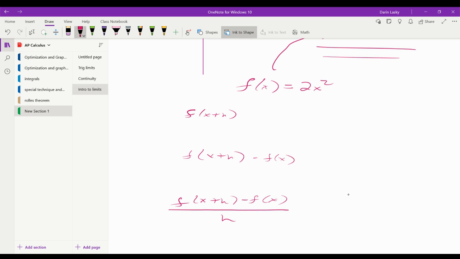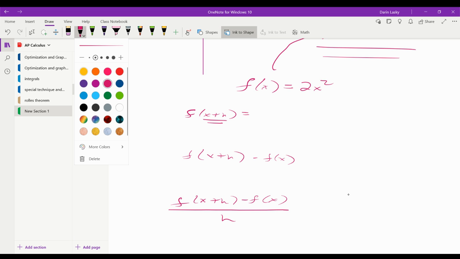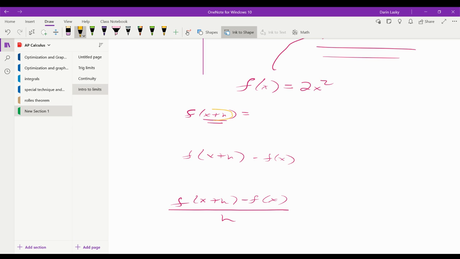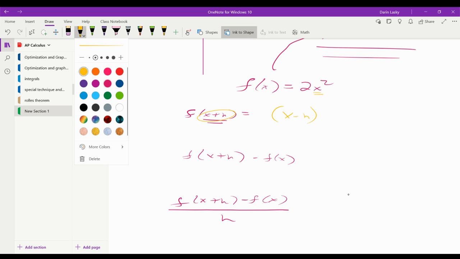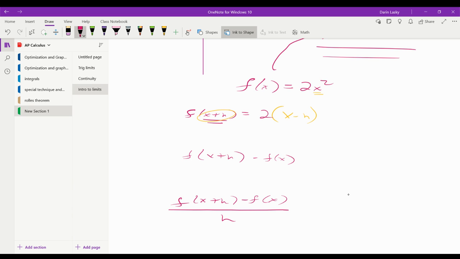All right, so let's tackle this one first. So what they want is they want this piece here. Let's change colors here. Let's just make it yellow just so it'll fit in there. They want x plus h to be inserted directly where x is. So let me change my colors back to red or whatever color I had here, and that's what I get here.